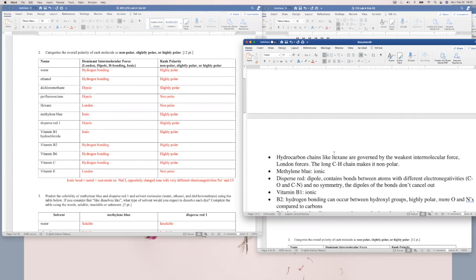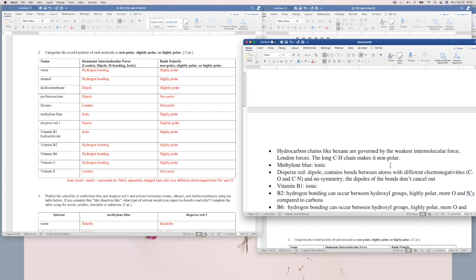And hydrocarbon chains, if it's just all carbons and hydrogens mostly, it's going to be a nonpolar molecule. So you wouldn't expect something that's nonpolar like hexane to ever dissolve into water. So anything with that long carbon hydrogen chain is going to make it nonpolar.